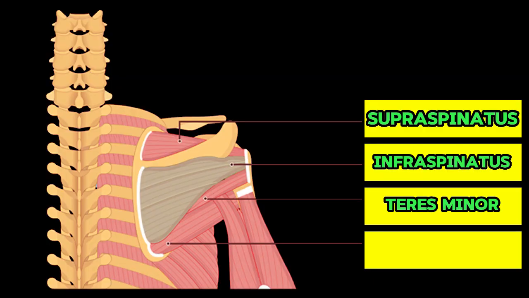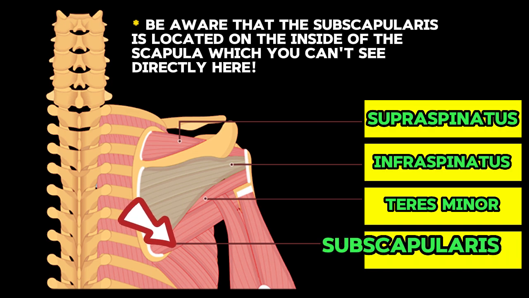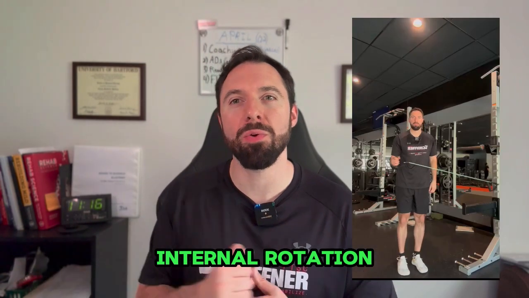All right, now on to our fourth and final muscle of our rotator cuff. That is going to be our subscapularis, which is the biggest out of all four of the rotator cuff muscles, and it sits on the inner side of the shoulder blade, and it mainly assists the arm in internal rotation. So bringing your arm kind of behind the back, right?